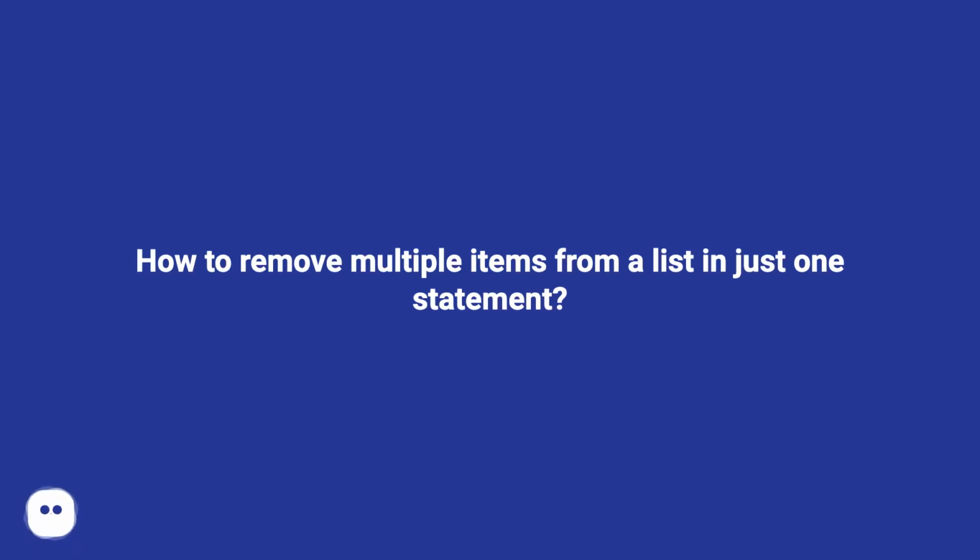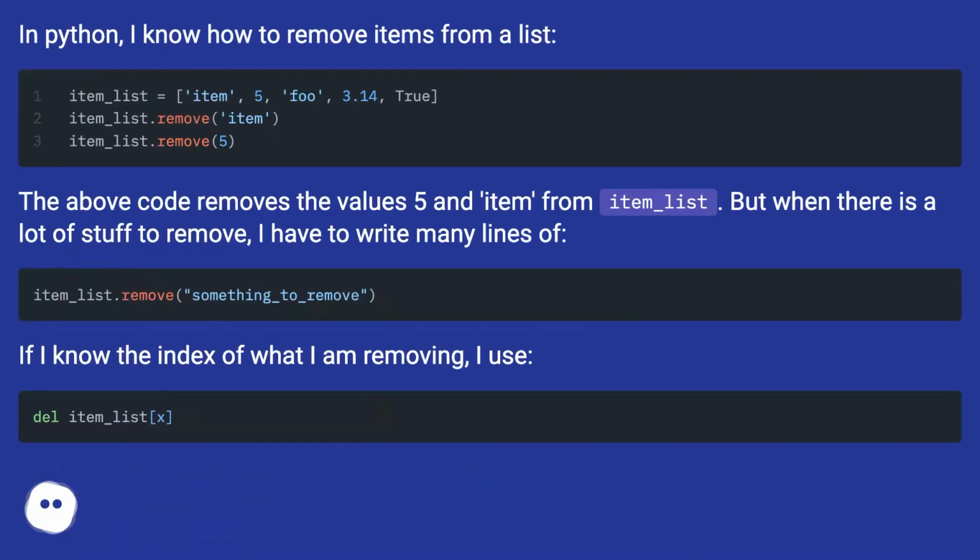How to remove multiple items from a list in just one statement. In Python, I know how to remove items from a list. The above code removes the values 5 and item from item_list. But when there is a lot of stuff to remove, I have to write many lines of code.